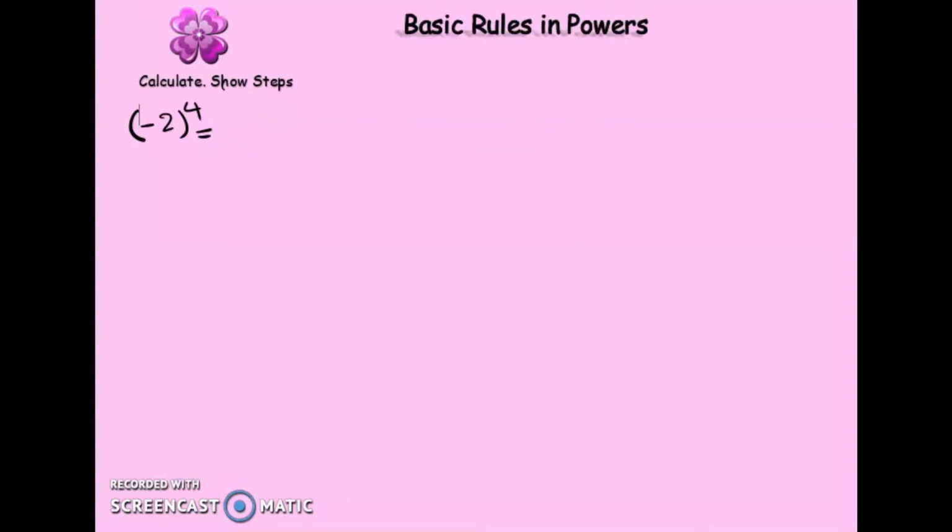There are two ways to approach the solution. The first way is, you know that this base is -2, and you have to repeat it 4 times. So as a result, this is -2 times -2 times -2 times -2. Negative times negative would be positive, positive times negative would be negative, and negative times negative would be positive. Therefore, the sign would be positive. 2 times 2 times 2 times 2 would be 16.